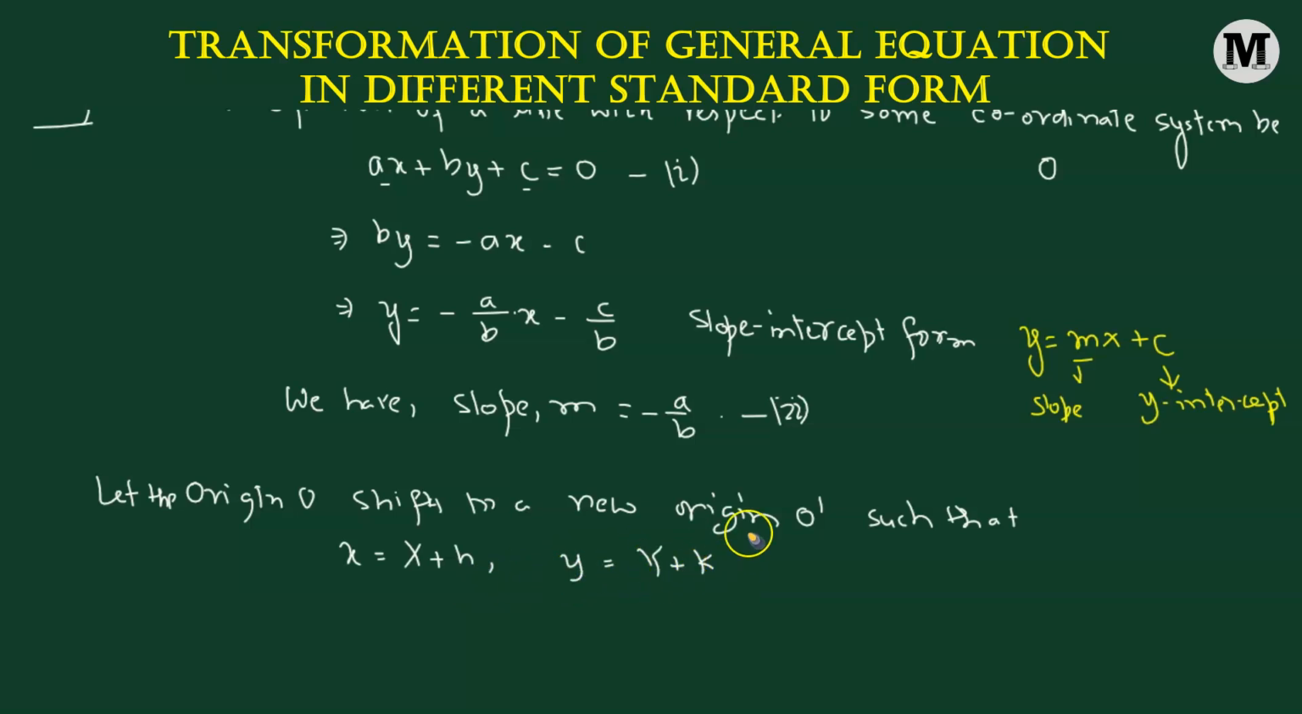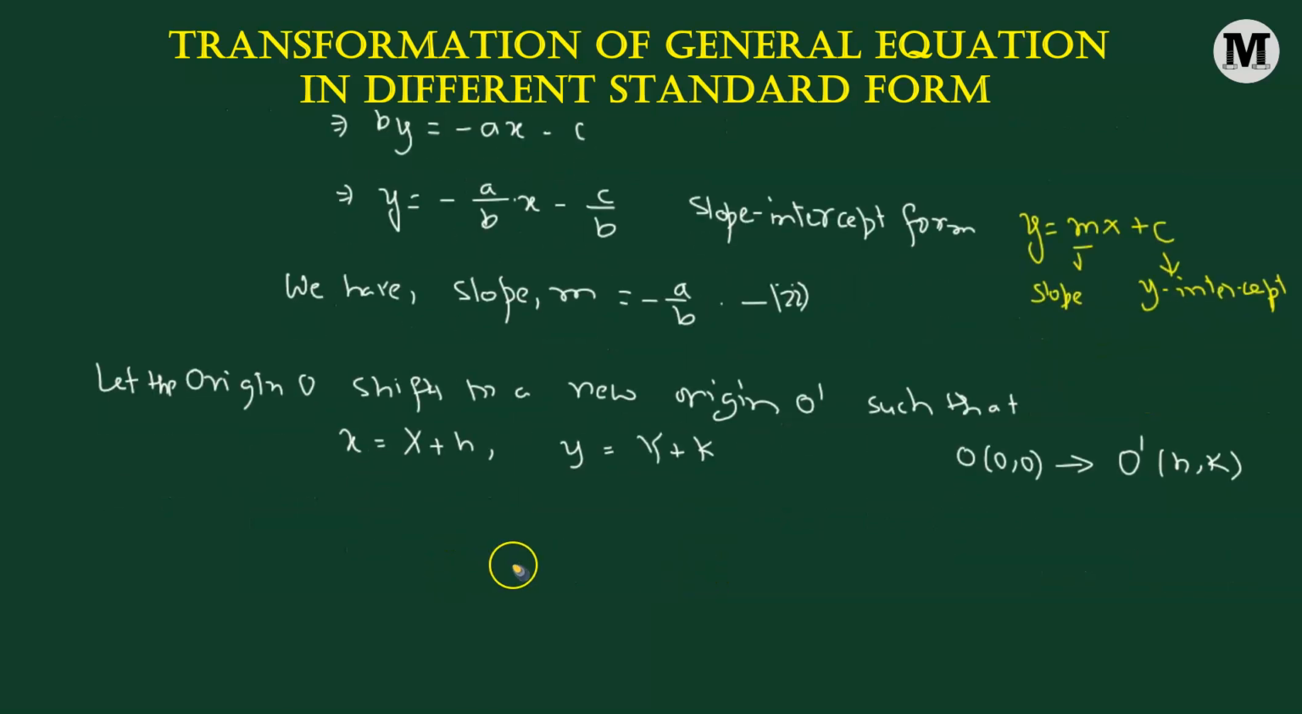In other words, the origin changes from 0, 0 to a new origin with coordinates h, k. So the origin, which was initially 0, 0, has moved to a new origin O prime with coordinates h, k. Then the x and y coordinates also change: x changes as x plus h and y changes as y plus k, where uppercase X and Y are the coordinates of the new coordinate system with origin at O prime. In that case, what is going to happen to the equation?